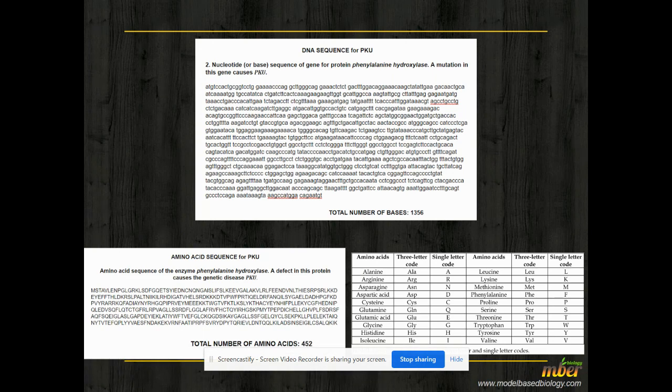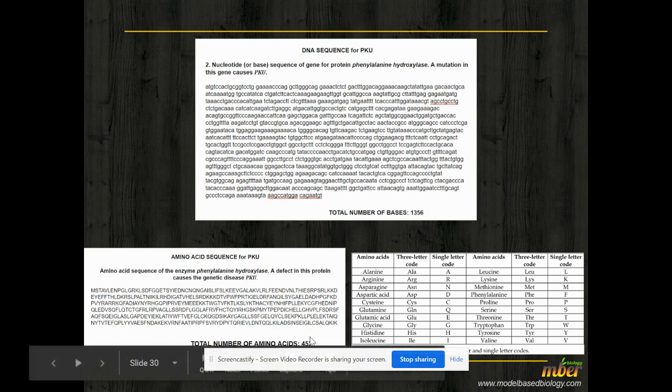Just out of curiosity, let's take, you can't see this, but I'm pulling up my handy dandy phone calculator. So 1,356 divided by 452. That is exactly 3. So each of these 3 DNA bases codes for 1 amino acid.